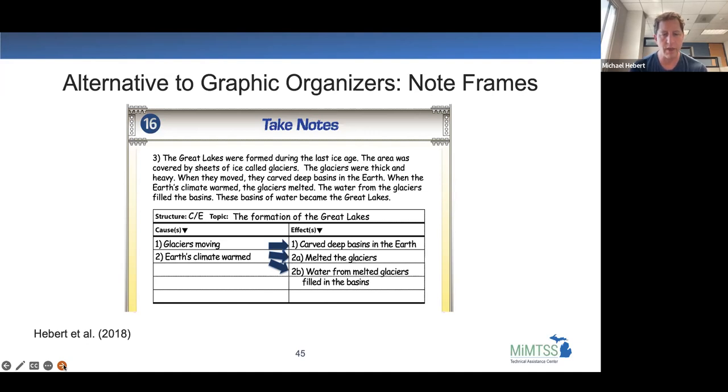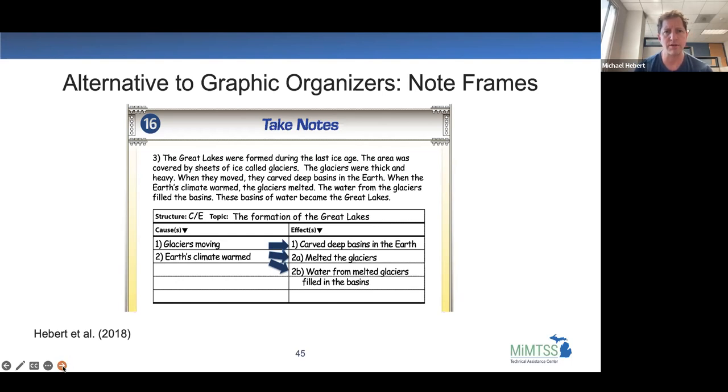we ask kids to identify the structure. We then talk about what's the topic, and then we have listed causes and effects. So you can see on the left-hand side, they have to talk about the causes, and on the right-hand side, they include the effects, and then they can draw arrows from those causes to the specific effects, right? And they've got them numbered. So on the left-hand side, the glacier's moving, that's the first cause, and that helped carve deep basins in the earth. And then the second cause is earth's climate warming, and that led to two effects, right? Melted the glaciers, and water melted, filled in the basins. And so you've got one cause leading to multiple effects, or in some cases, one cause leading to one effect, right?